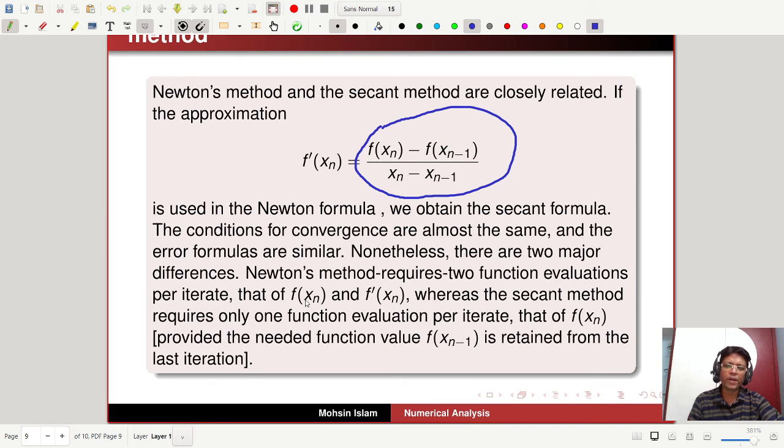There are also two major differences. Newton's method requires two function evaluations per iterate: in each iteration you have to evaluate the functional value f of xn and f prime xn, the first derivative. Whereas the secant method requires only one function evaluation per iterate, that is f of xn, provided the needed functional value is retained from the last iteration. That is a major difference.